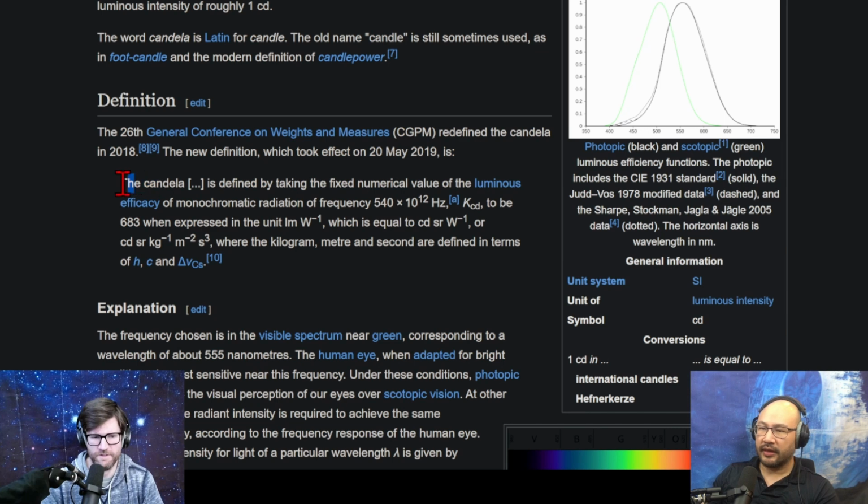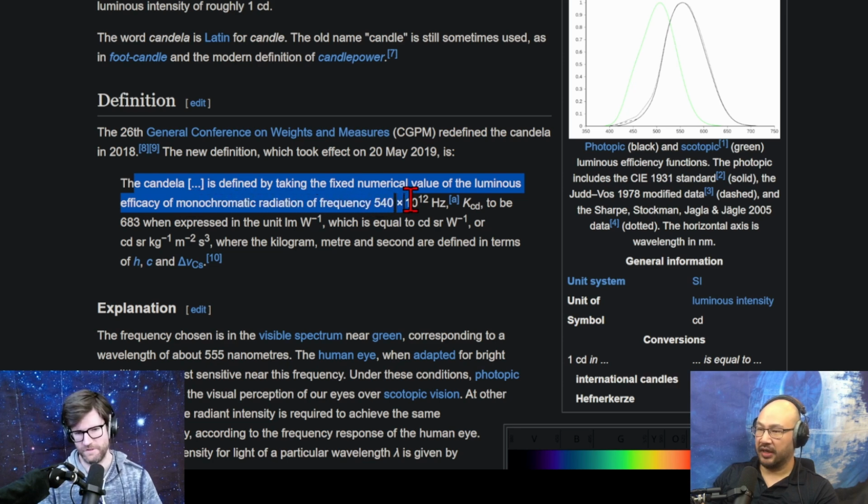Definition. The candela is defined by taking a fixed numerical value of the luminous efficacy of a monochromatic radiation frequency, K sub CD, to be 683 when expressed in the units of luminosity per watt, which is equal to candela steradian per watt. Or, oh my gosh, okay, candela steradian per kilogram meter squared seconds cubed, where the kilogram, meter, and second are defined in terms of the other constants.